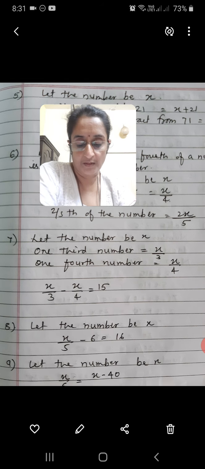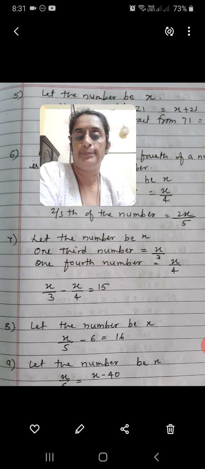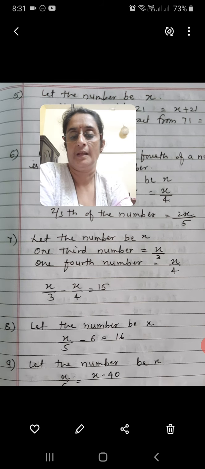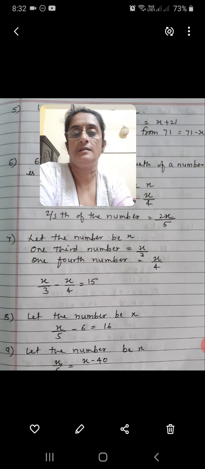Let us go to the 9th question. A number when divided by 6 is diminished by 40. So let the number be x. If you divide it by 6, divide by 6 means make 6 parts of that, so x by 6. The number itself diminished by 40 means subtract 40. So the value of 1/6 of the number is what you get if you subtract 40 from the given number. So x upon 6 is equal to x minus 40. Now let us go to the next question, children.